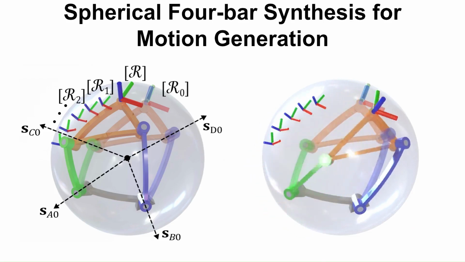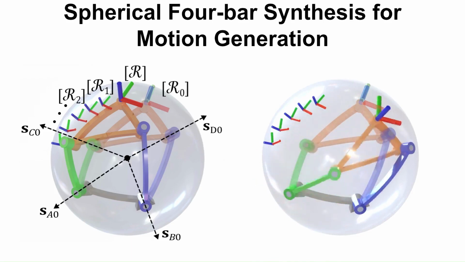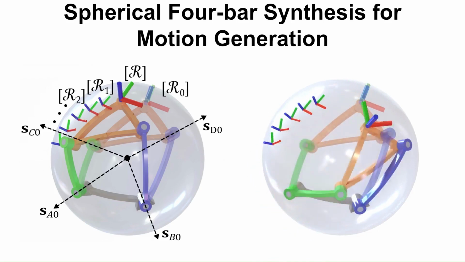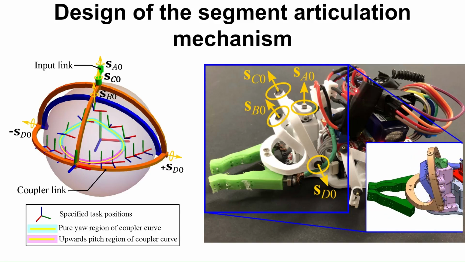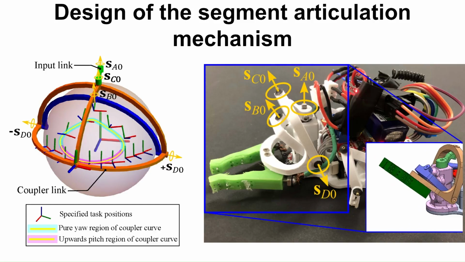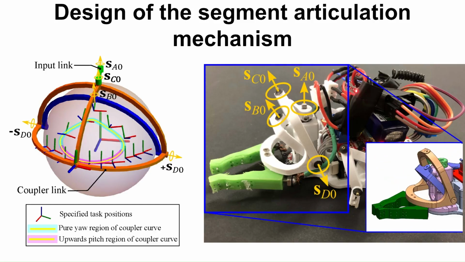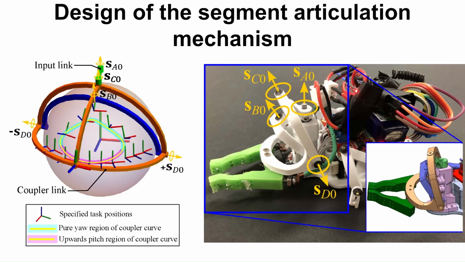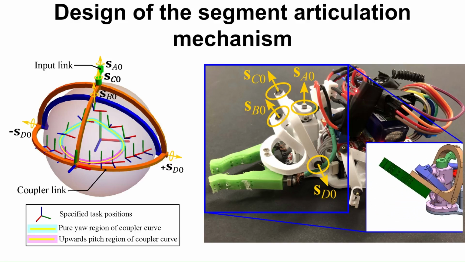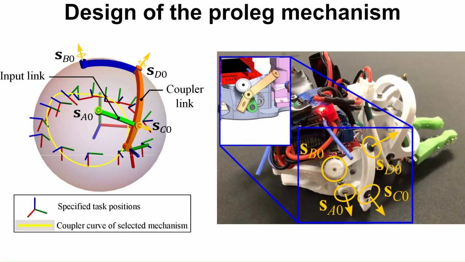Using an optimization algorithm, we compute the dimensions of a spherical 4-bar that approximates a set of desired end-effector task positions. We apply this procedure to the segment articulation mechanism by specifying task positions, computing candidate solutions, and selecting a linkage. The synthesized mechanism has a pure yaw region, which exhibits deviations of 35 degrees on either side of the straight position, and an upwards pitch region, which reaches an angle of 40 degrees. The same procedure was used to design a pro-leg mechanism for the Caterpillar robot segments.